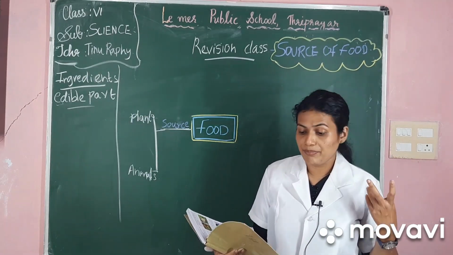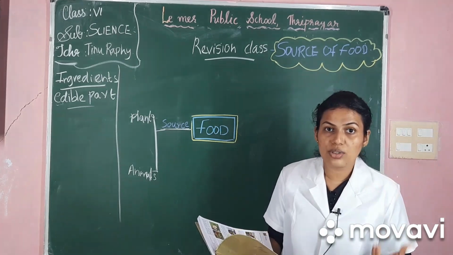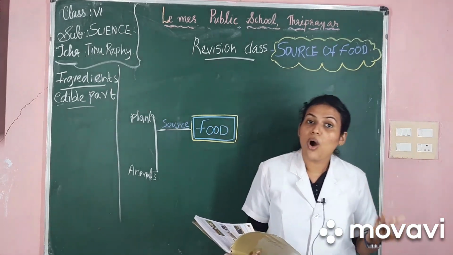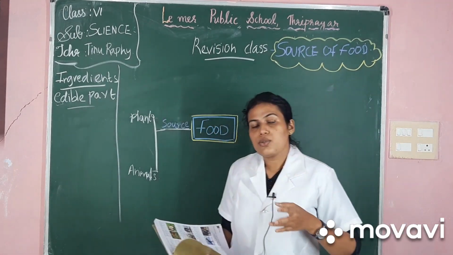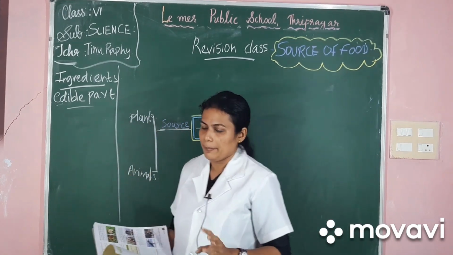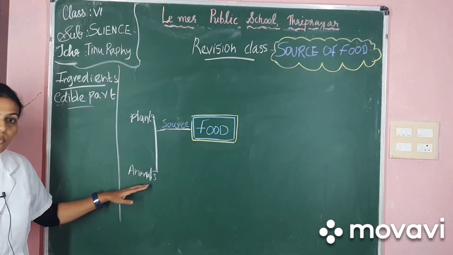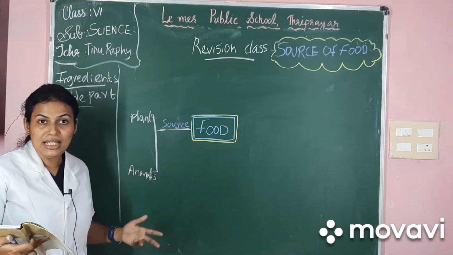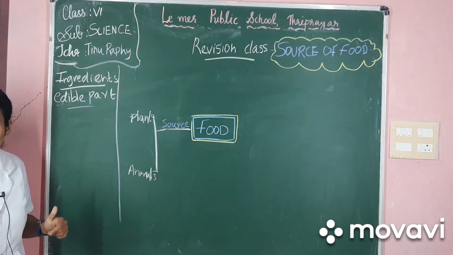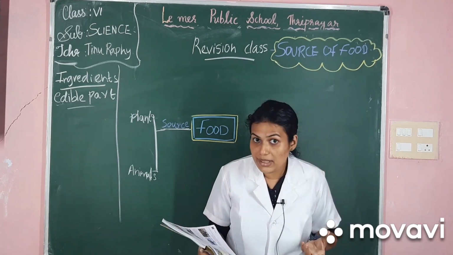In certain plants, nuts are used as edible parts. For example, cashew nut, almond, walnut and groundnut. So the part of a plant which is edible is called edible part. Now from animals we get milk, egg, curd and meat. And as food we also receive honey from honey bees.